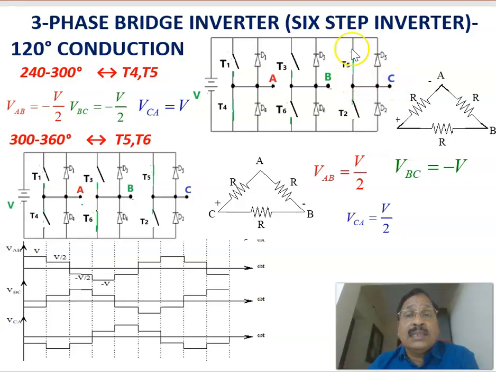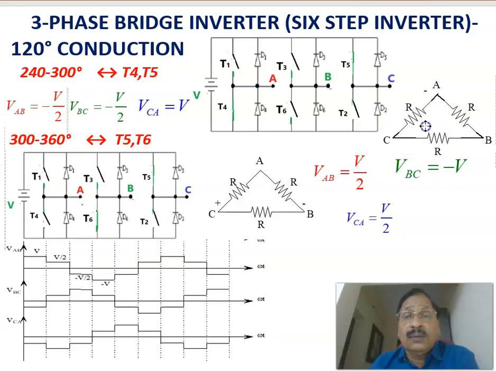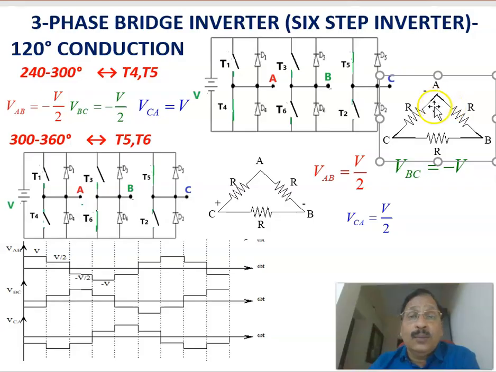Therefore, the positive C terminal is connected to the plus terminal of the source and the A terminal is connected to the negative. That is, A terminal is connected to the negative and C terminal is connected to the positive. Therefore, the voltage VCA will become equal to plus V, since this is negative and this is positive. The full voltage V comes across this one, VCA equal to plus V volt.